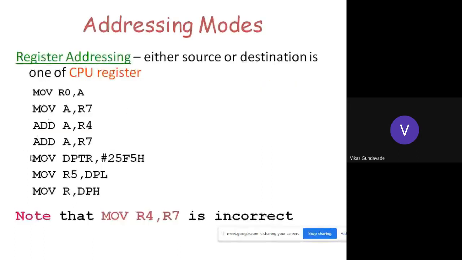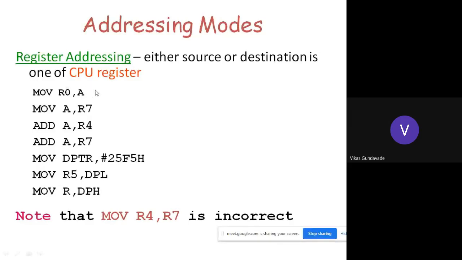See here, the first move R0 comma A. Now see here, we are not providing immediate value, so hash is not available here, nor is the value available. Okay, so here in the first instruction, move R0 comma A, what happens? Whatever the accumulator contains will get transferred into the R0.